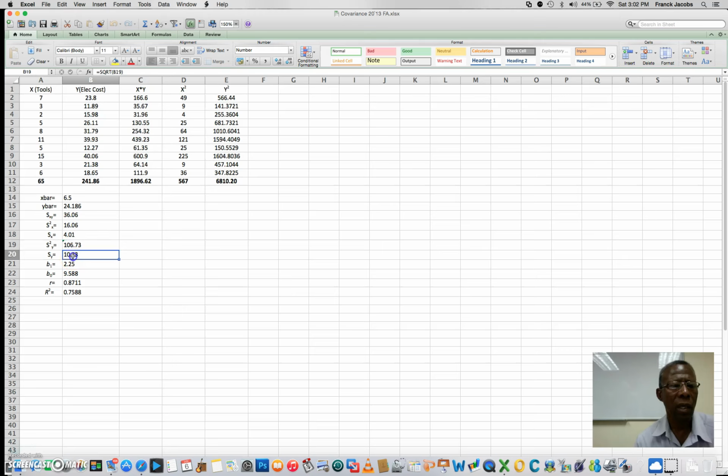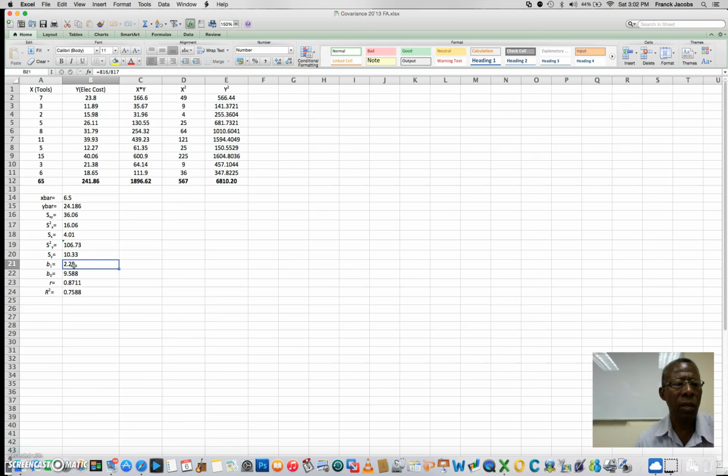Then we calculate the standard deviation for the y values. So we're going to find just the square root of the value we just calculated. In this cell, that is equal to SQRT, square root of B19. We're using the cell addresses here rather than the actual values that are displayed.